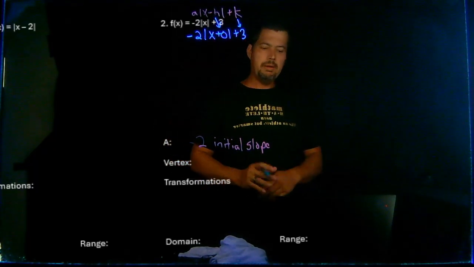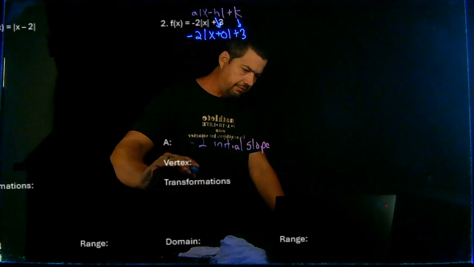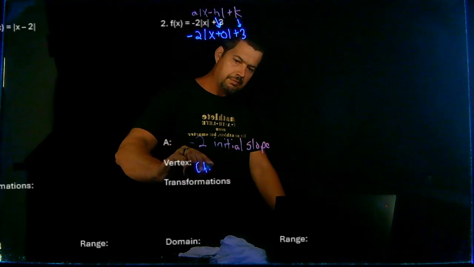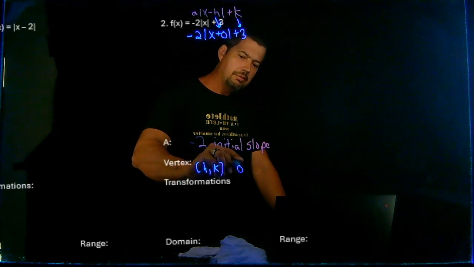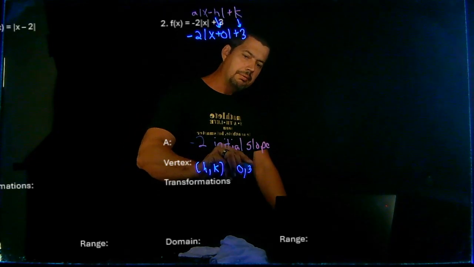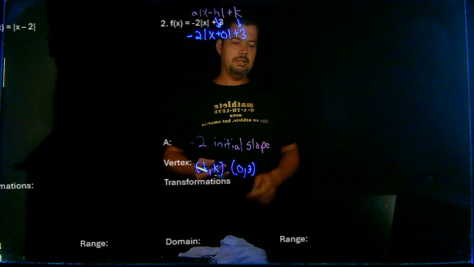So when I talk about my vertex here, my vertex is at (h, k). That's part of the deal. The vertex is at (h, k). And the h value is 0. 0 doesn't have a sign, so it's just 0. And then the k value is 3. Big deal. Now, I actually have enough information to graph this thing.